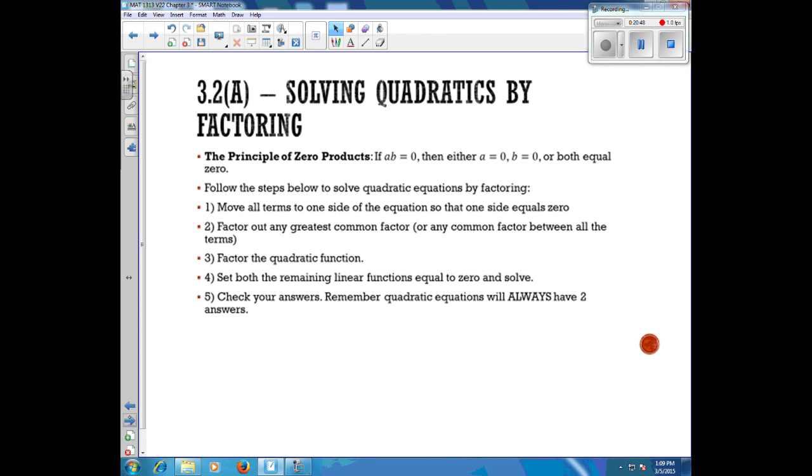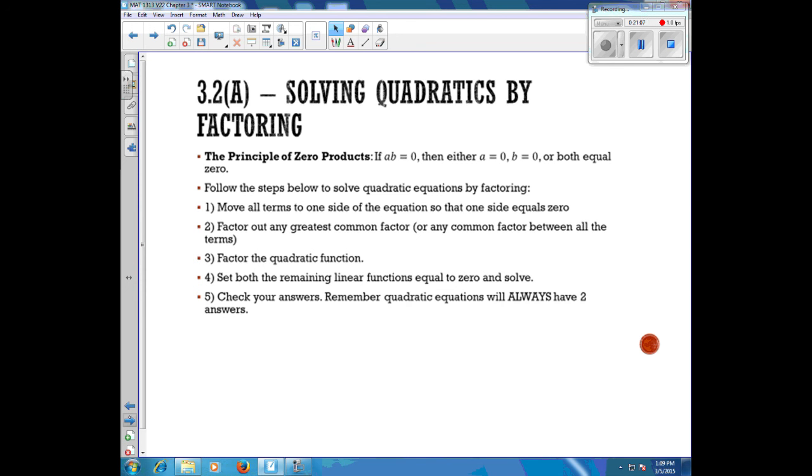So now we just want to talk about solving quadratics by factoring. Right, so we have a principle here, the principle of zero products, that says if you have two numbers a and b, and you multiply them together and they're equal to 0, then either a has to be equal to 0, b has to be equal to 0, or they're both 0.